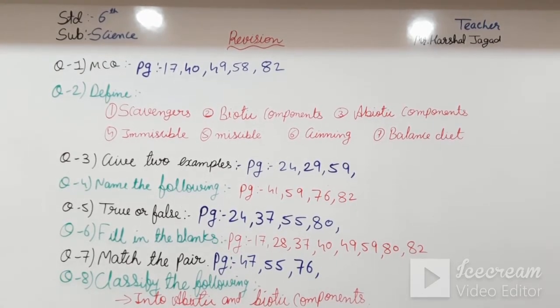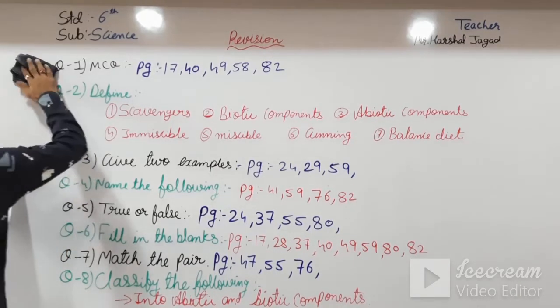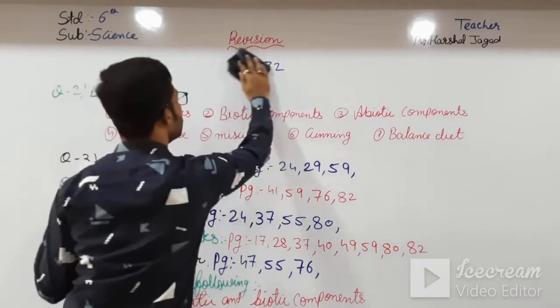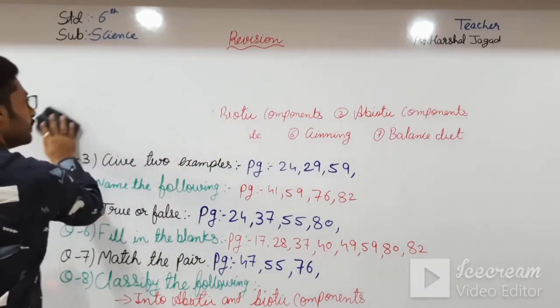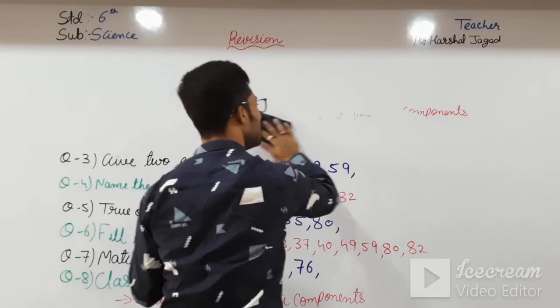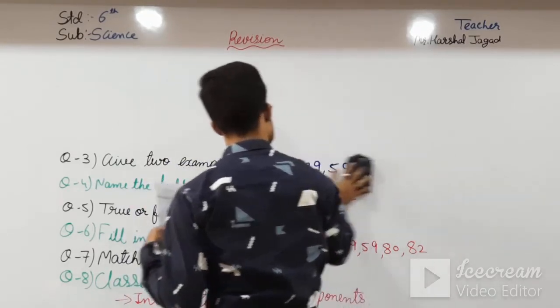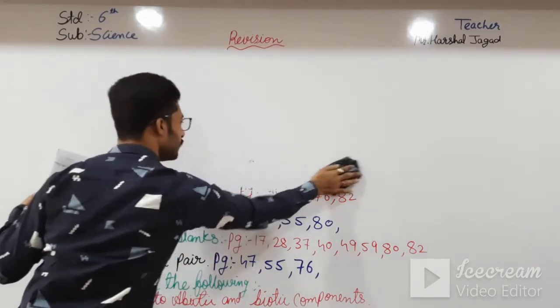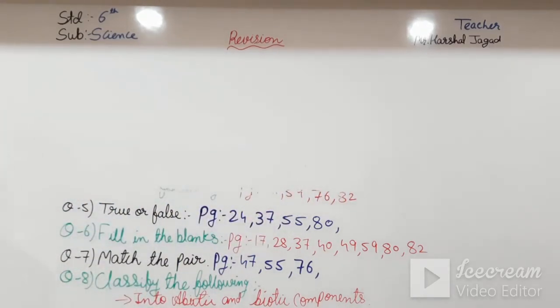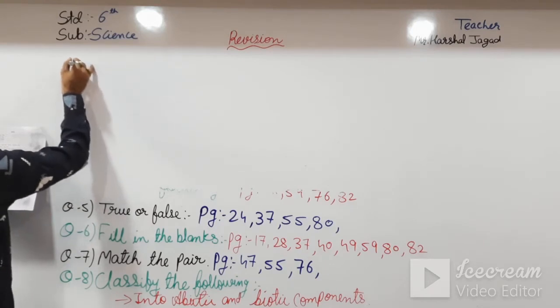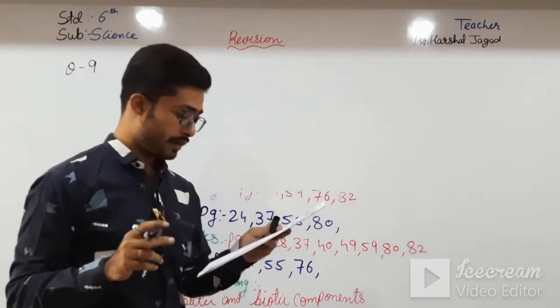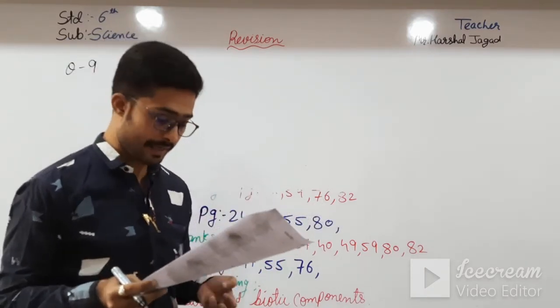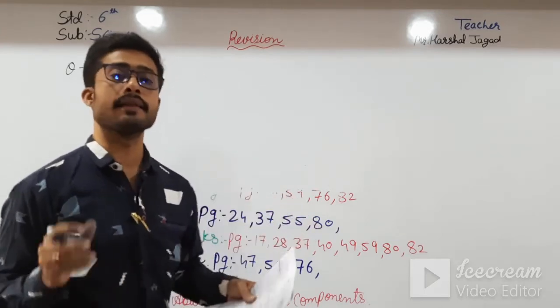So question number 9, that is answer in 1 or 2 lines. Question number 10, that is answer in 2 or 3 lines. And question number 12, that is answer in brief.